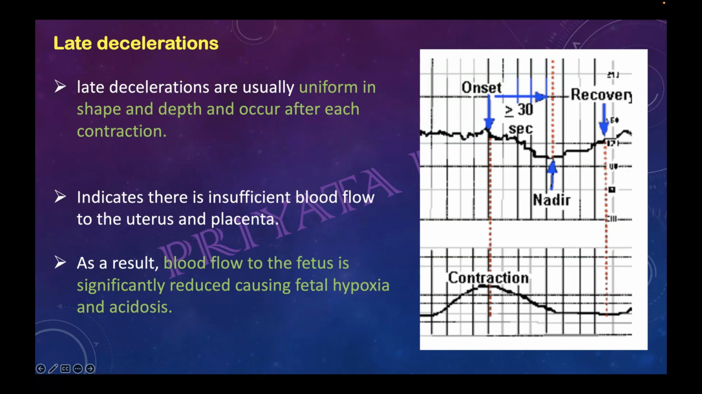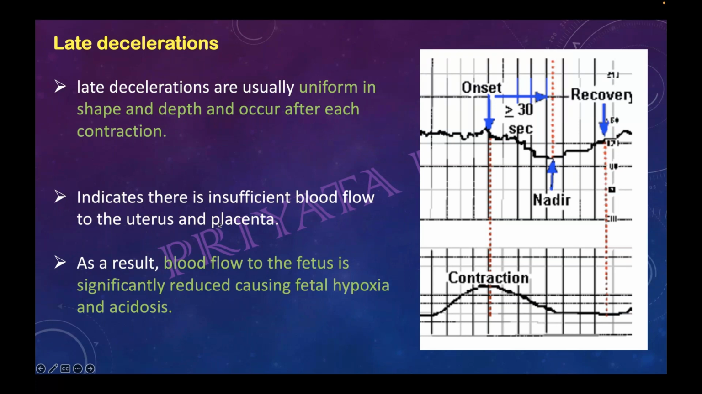Okay, and if you look at the onset of contraction and the nadir, this time difference will be equal to or more than 30 seconds. So these are late decelerations, and we already know them from our previous knowledge. These represent placental insufficiency, fetal acidosis, or fetal hypoxia.